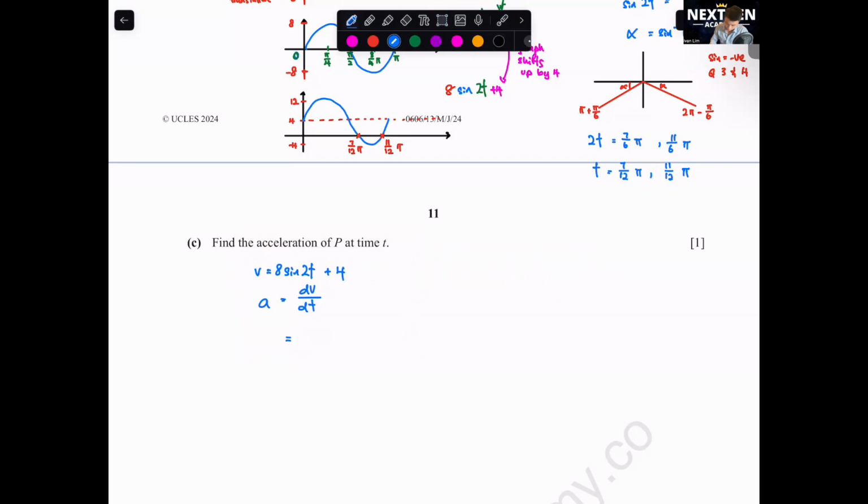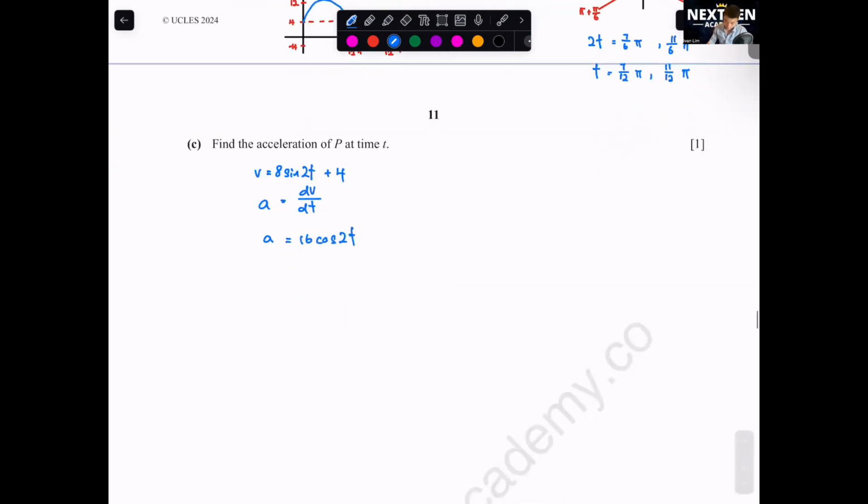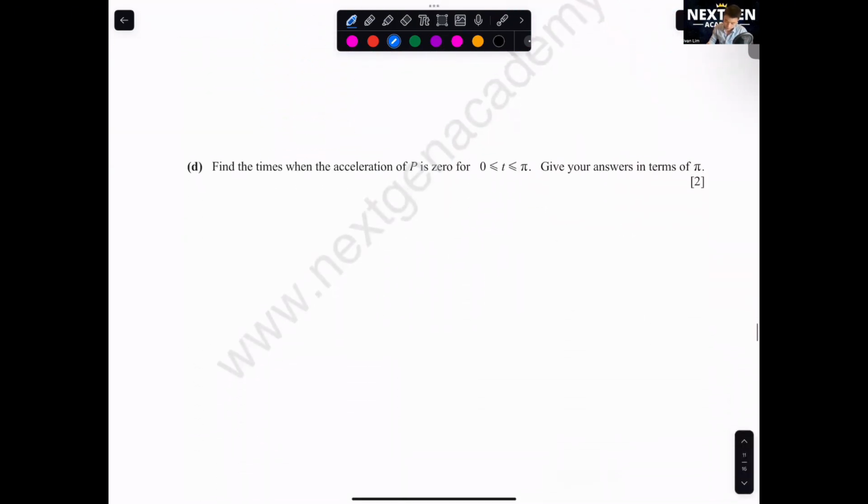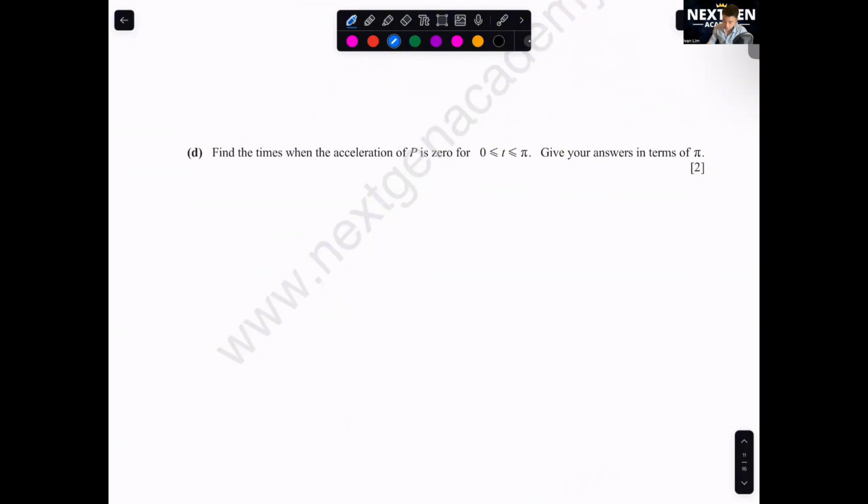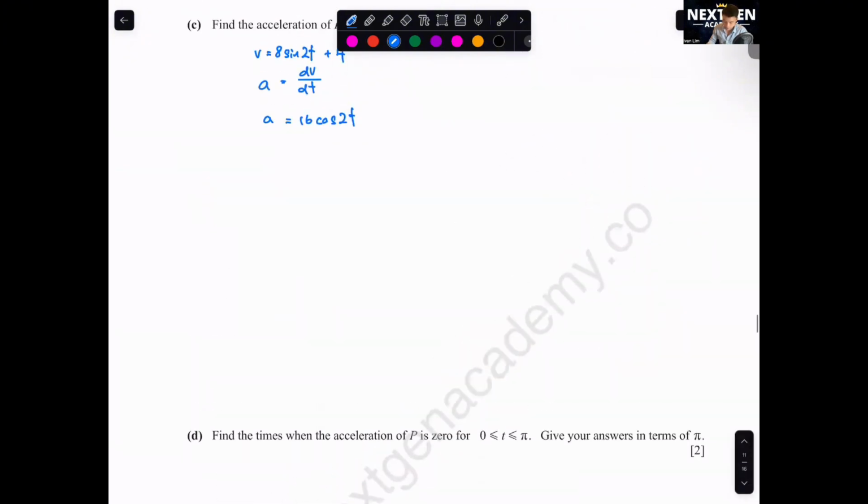Okay, go differentiate it. You will get 16 cos 2t. Yeah, only for 5 marks. Crazy, yeah, tough. So you can see that they really want you to understand on the graph what every single value means. Okay, last one. Find the times when the acceleration of p is 0 for 0 to pi. Give your answer in terms of pi.